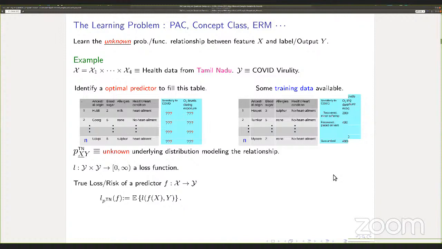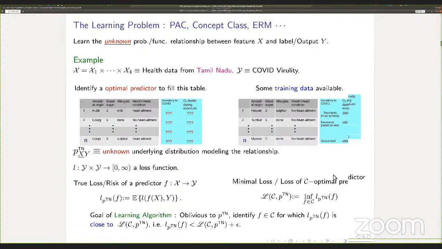Okay, so let's quantify that. Given a concept class C and a distribution P, I can choose that predictor with the least true risk, right? And I will denote that least true risk as the calligraphic L of C comma P. Okay, so it is the loss of the best predictor if you knew the distribution P.